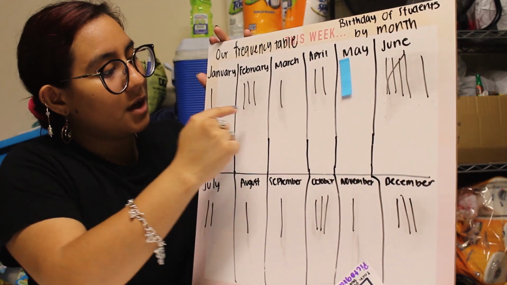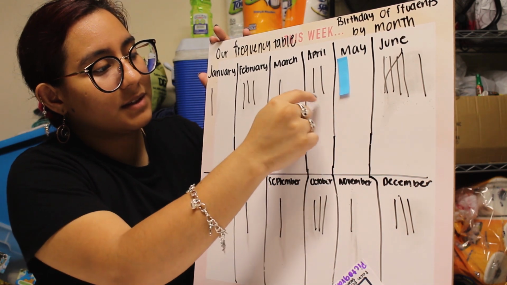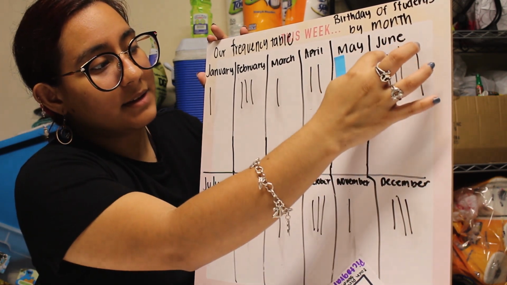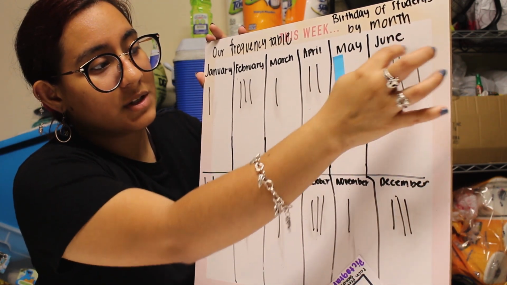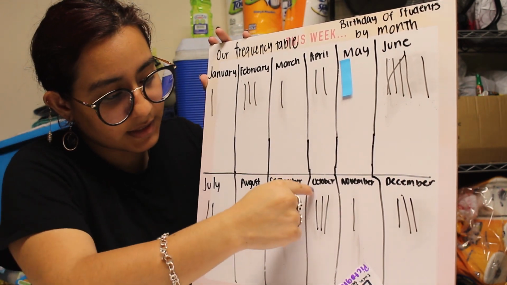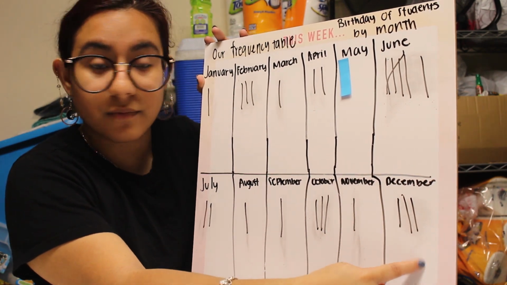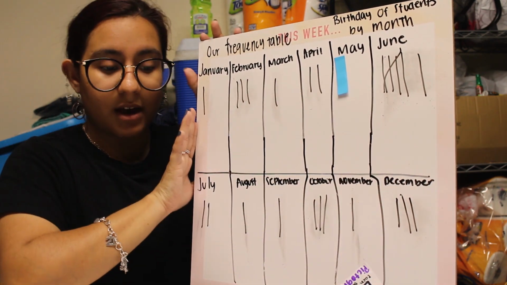So it would be 1, 2, 3, 4, 5, 6, 7, 8, 9, 10, 11, 12, 13, 14, 15, 16, 17, 18, 19, 20, 21, 22, 23, 24, 25 tally marks. So we do have this.